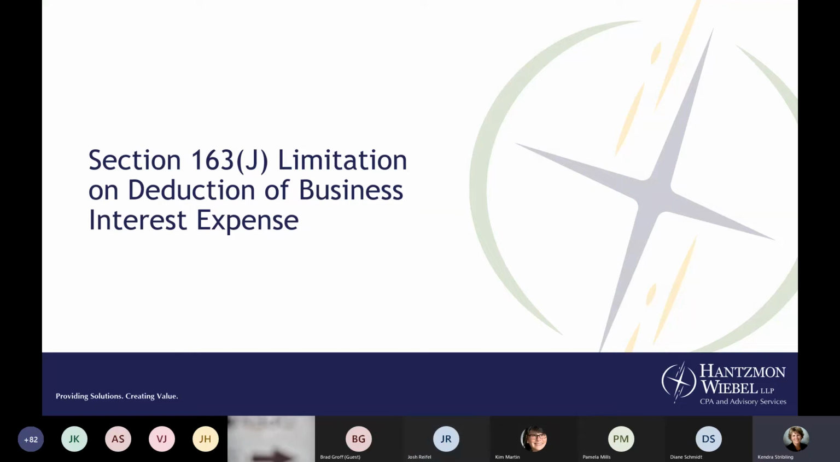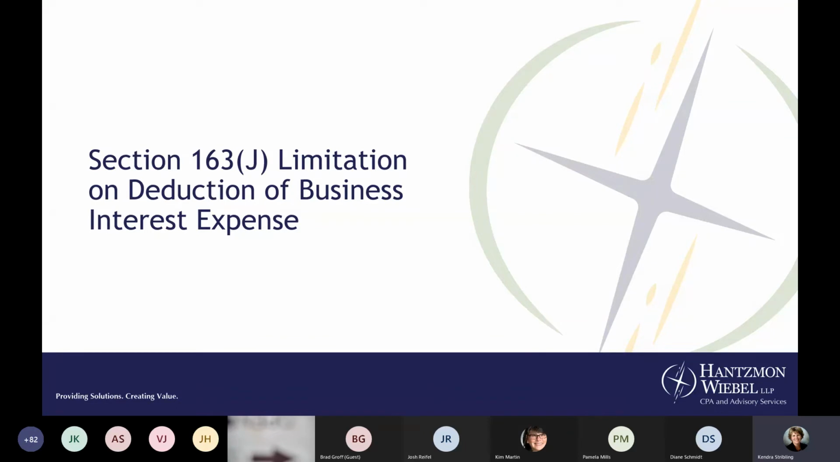Can everybody see the screen for 163(j) limitations? Yes. Okay. All right.